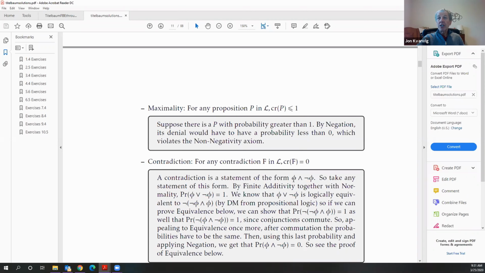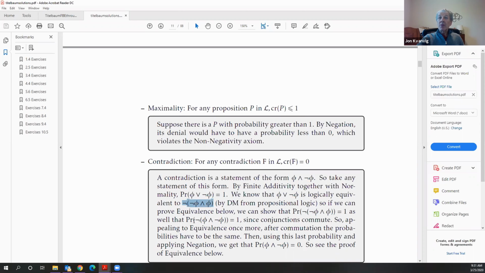So anyway, a contradiction is a statement of this form, a conjunction of a claim and its negation. So take any statement of this form. By finite additivity together with normality, the probability of phi or not phi is 1. And we know that phi or not phi is logically equivalent to the negation of not phi and phi by De Morgan's rule from the propositional calculus. So if we can prove equivalence below, we can show that the probability of the negation of not phi and phi is 1.